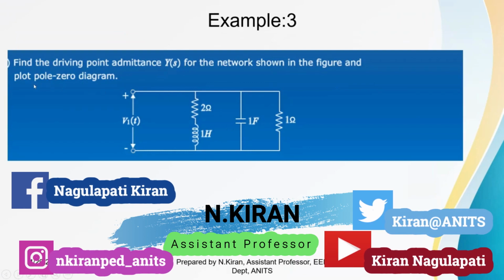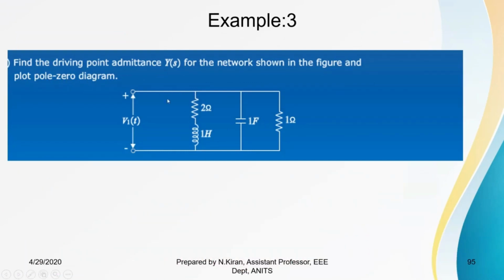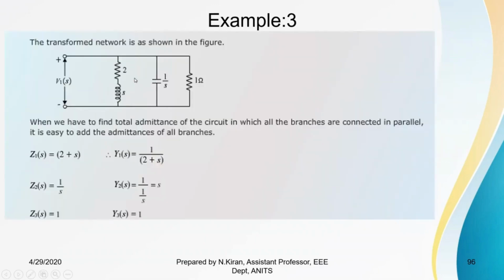The last example: here we are asked to find the driving point admittance, and from that plot the pole-zero diagram. First let us find the driving point admittance. Since all are in parallel, Z1 is 2 plus s, so obviously Y1 becomes 1/(2+s). Z2 is 1/s, so Y2 becomes s. Z3 is 1, so similarly Y3 will also be 1.